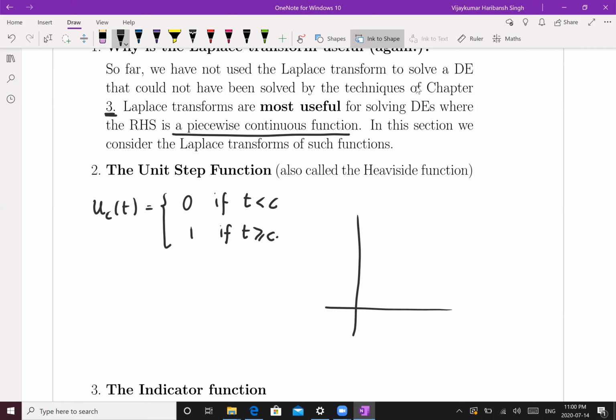So this is your c. Before c, it is all 0. However, after c, it is going to be 1, including c itself. So this value is 1 here. This is an example of a unit step function. It goes on in this direction forever.